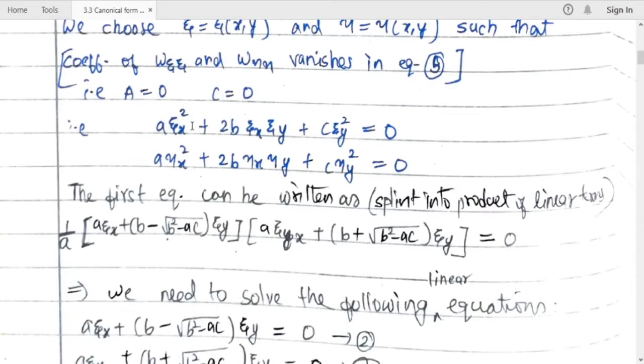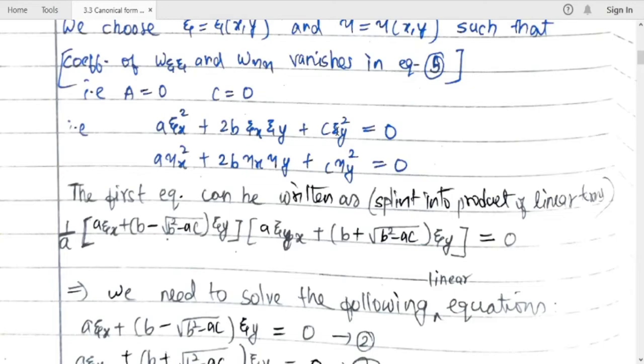So A bar equal to 0 means A theta x square plus 2B theta x theta y plus C theta y square equal to 0. Similarly, A eta x square plus 2B eta x eta y plus C eta y square equal to 0. So you can see that these two equations are entirely same. The only difference is theta is replaced by eta here. So it is enough if we solve any one of them. Okay, so we will take the first equation in theta and we will get eta also, because the two equations are same.